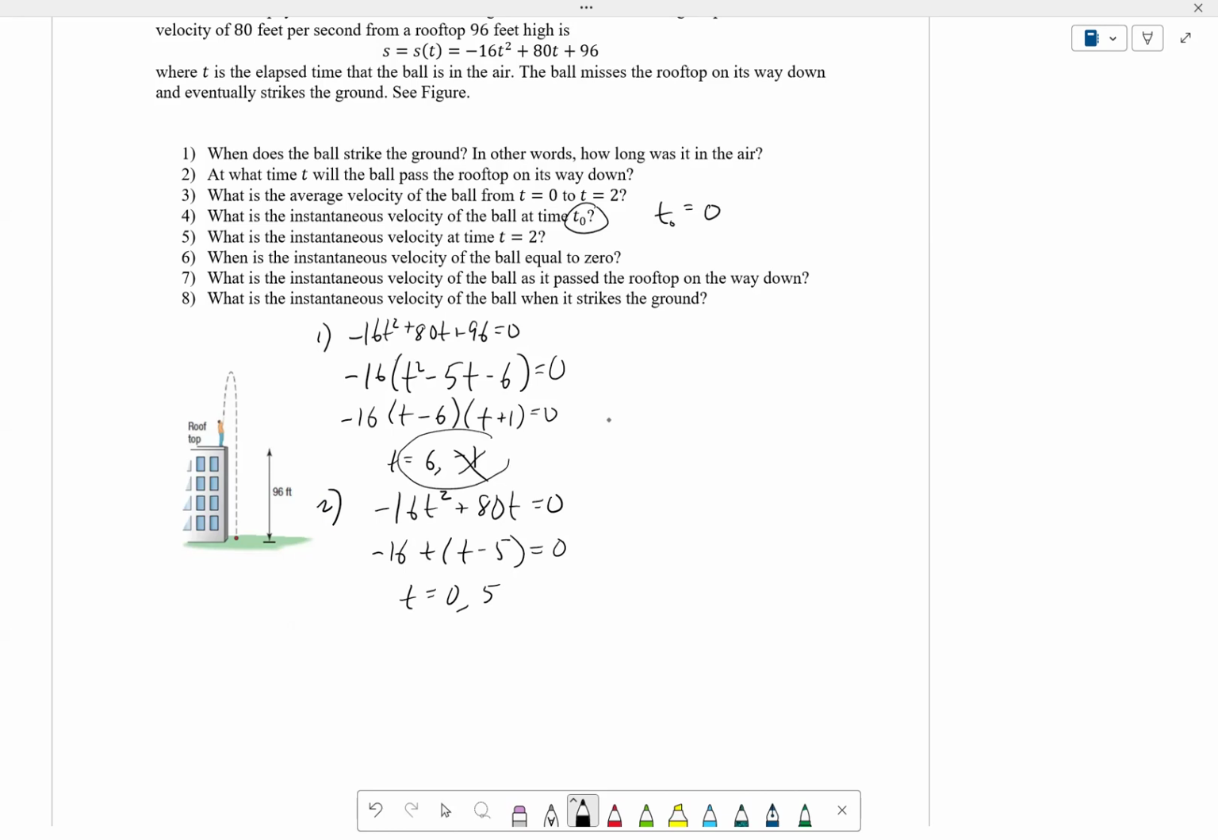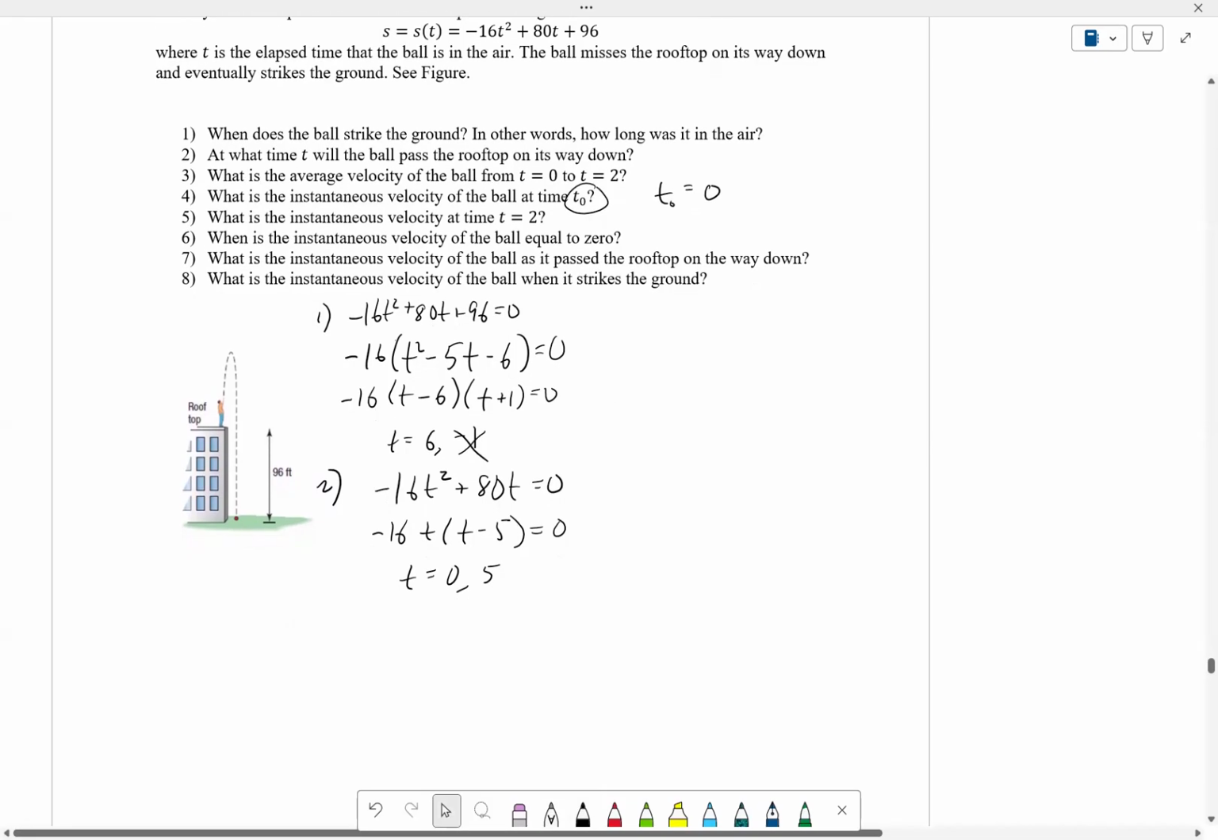And do both of these answers that we got in number 1 kind of make sense with the 2 answers in number 2? Right there, just 1 second before, 1 second after when it reached that height of 96. Everything is falling into place. We still can't use the negative 1.